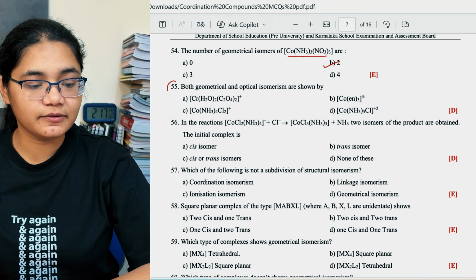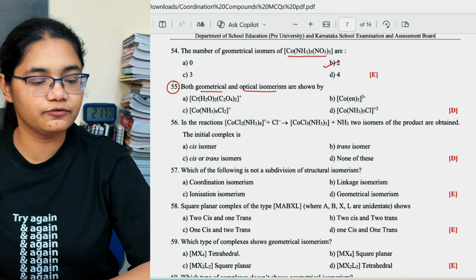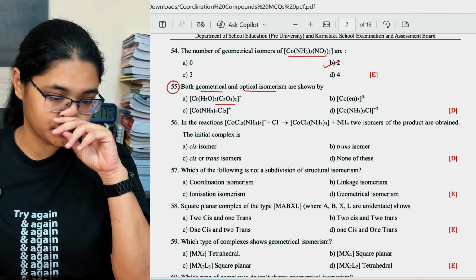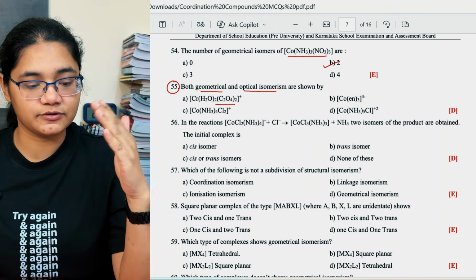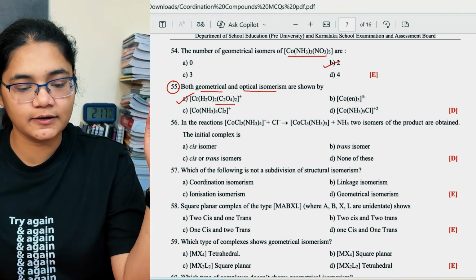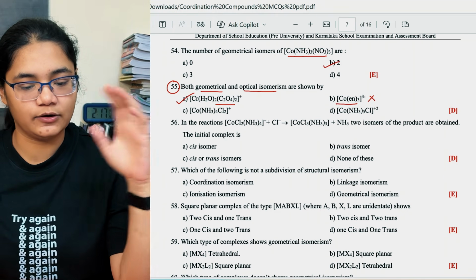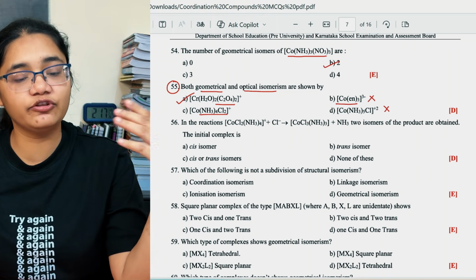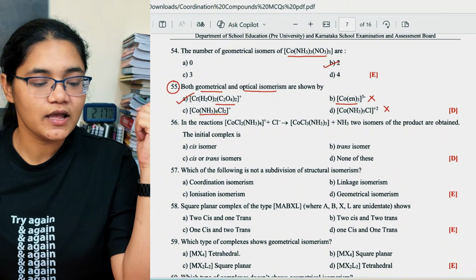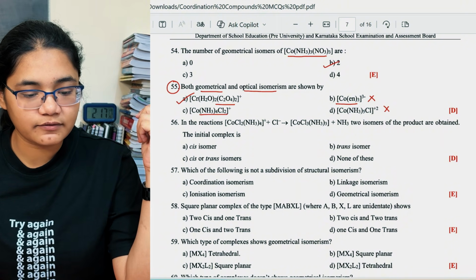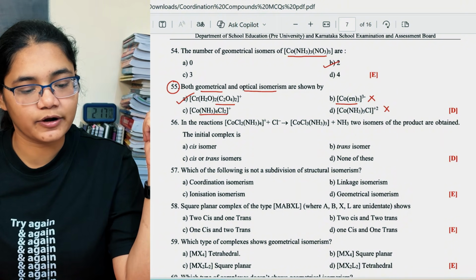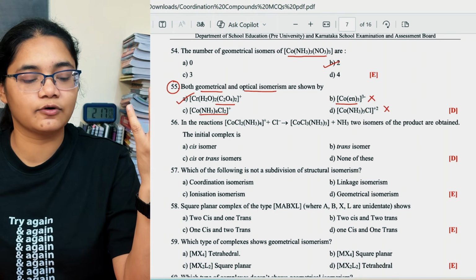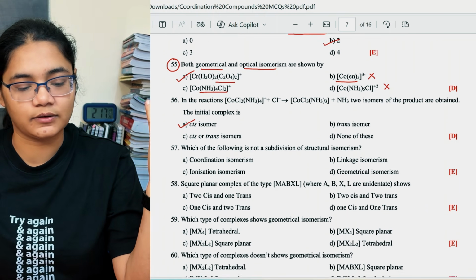Now let's see question number 55. Both geometrical and optical isomerism is shown by. If you see this particular compound, it shows geometrical cis and trans, and the cis form is optically active, so this is the correct answer. Here only optical isomerism is there, no geometrical isomerism. Here no isomerism is there, here only geometrical isomerism is there. In the reaction of this one with NH3, two isomers of the product are obtained. The initial complex which is formed is always a cis isomer. So option number A here.